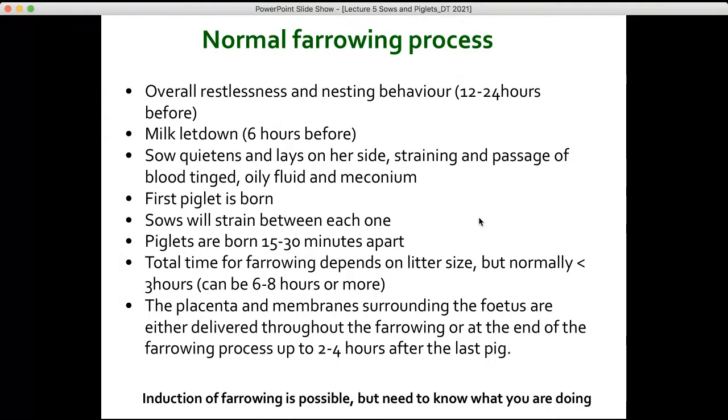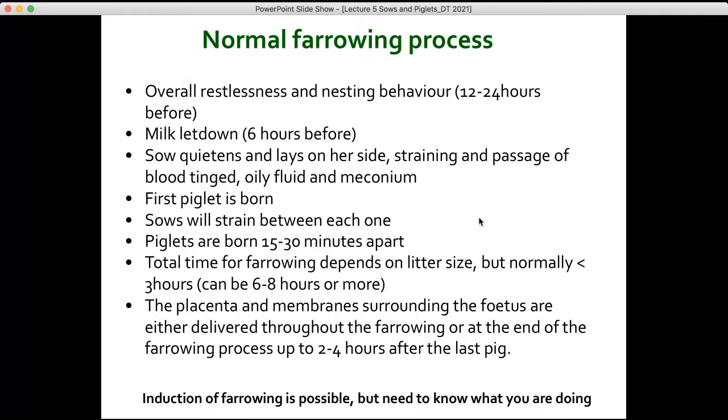Another thing that you might be able to do is give the sow an injection of oxytocin. So remember, the oxytocin is the hormone that causes contraction of the uterus as well as the mammary glands, and you can give that in injection form. Of course, before you give it, you need to make sure that the birth canal is clear and there's no blockages.